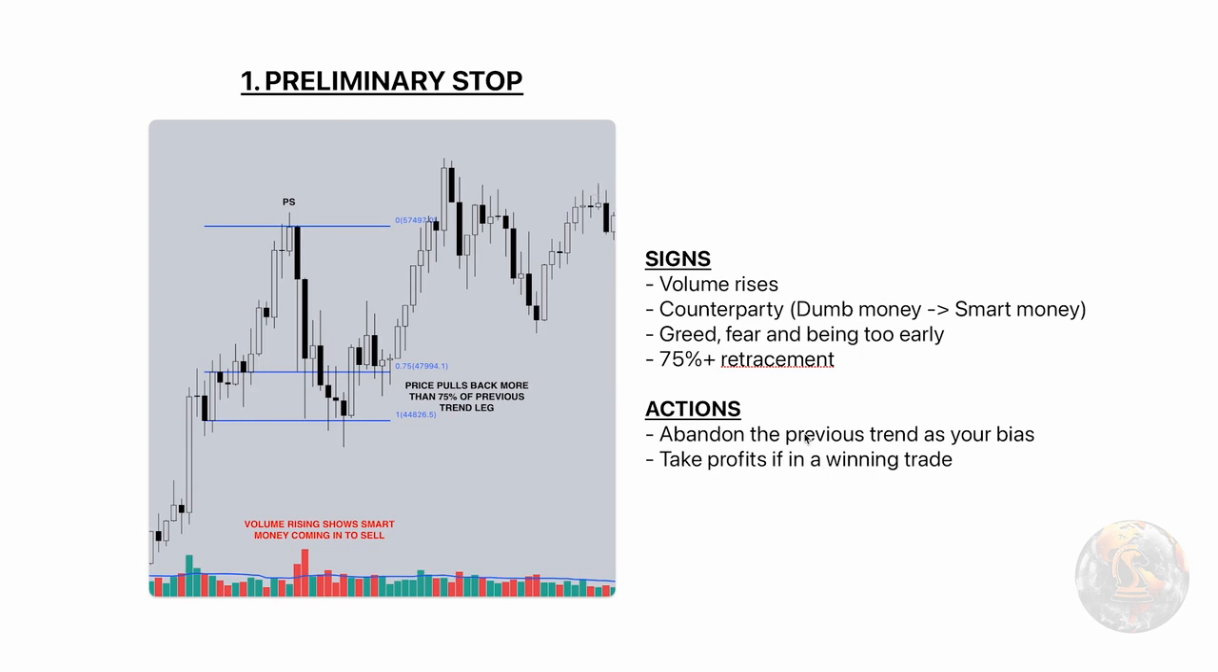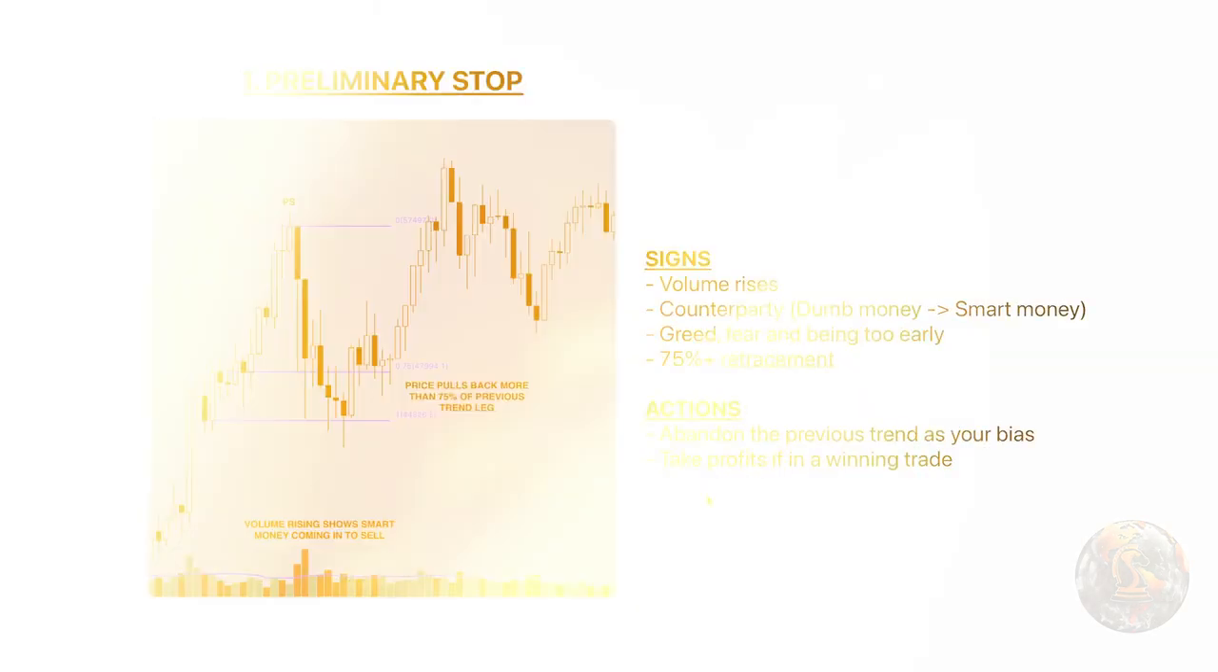Okay, so in terms of what you actually do, how do you action this? When you see a preliminary stop or you think there is one, you want to abandon the previous trend as your bias. So if you were bullish in an uptrend, the preliminary stop is your first warning sign to not be bullish anymore and change your bias back to neutral. And if you're long, the PS in an uptrend is your sign to start taking profits. If you're short in a downtrend, the PS is your first sign to start taking profits. So that's preliminary stop. Let's go now to climax.